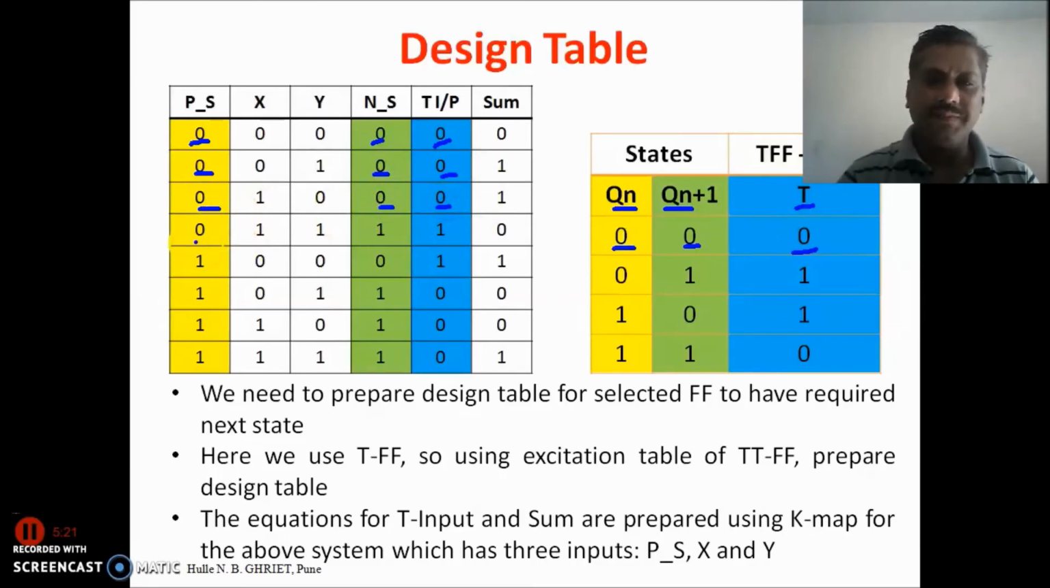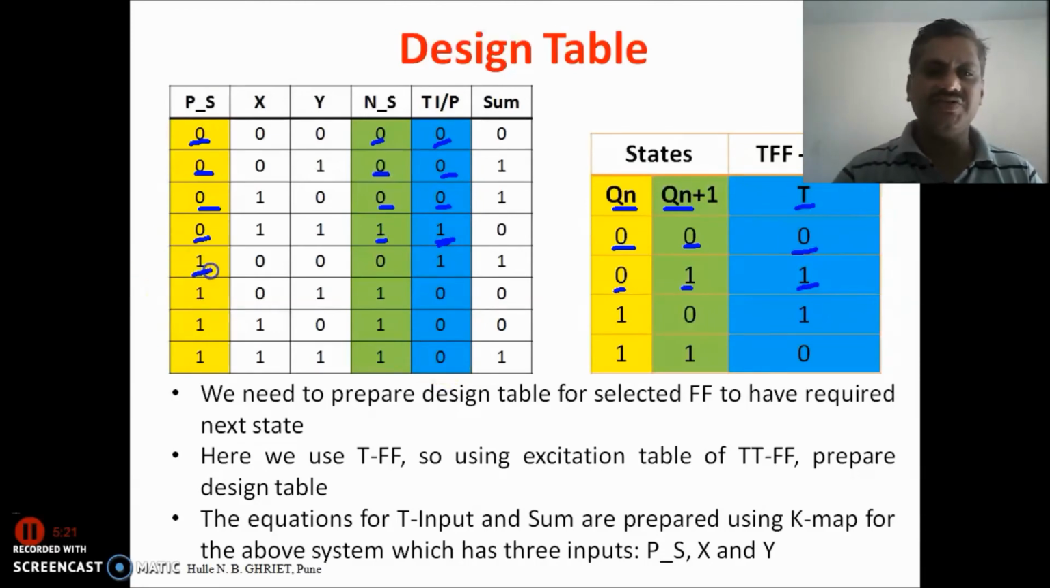Now here the present state is 0, and the next state we want is 1. In that particular case, the input applied will be 1. That is, the input required for the T flip-flop is 1. Means here we are preparing this particular column based on the present state and next state conditions.